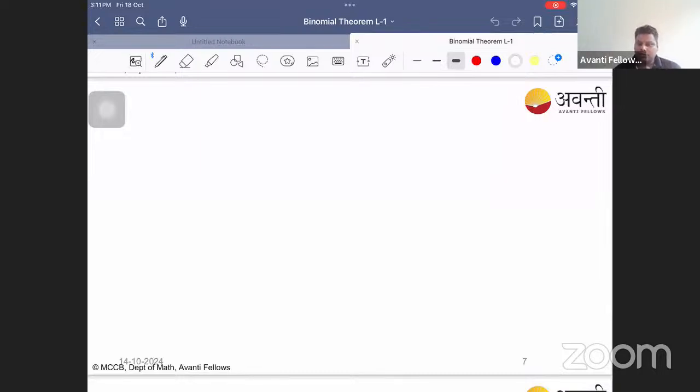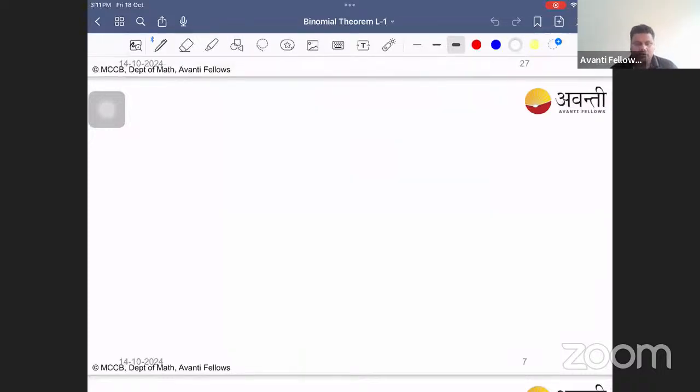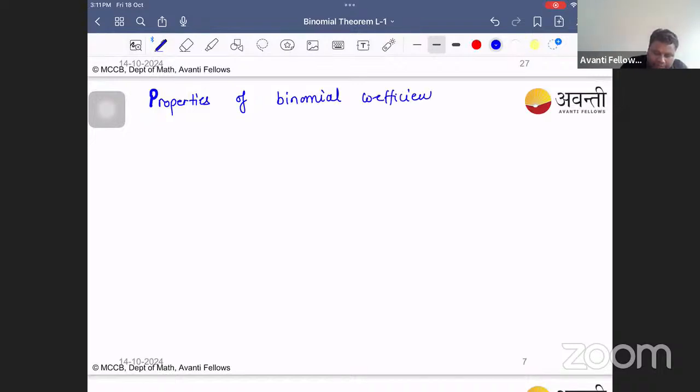All right. So, today we will continue with binomial theorem. In the previous class, we have done general term, middle term, and binomial expansions. We have done those things. So now for today, we will start with properties of binomial coefficients.